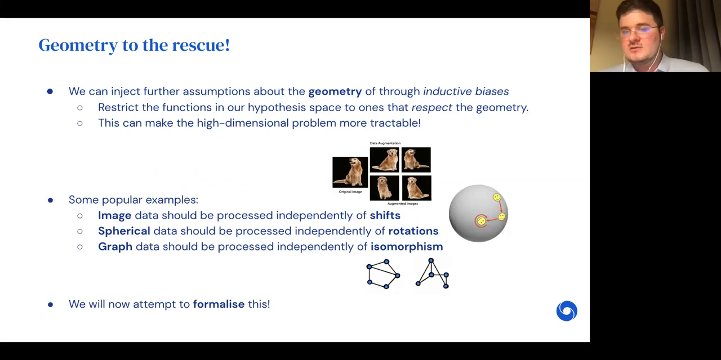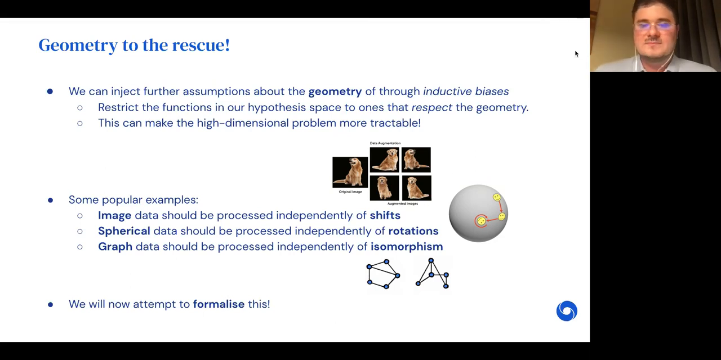Specifically, the way in which we try to fix the problem in deep learning is by injecting some additional assumptions to the class of functions that we're fitting, such that they respect the geometry of the underlying problem. And we often refer to this injected assumption as an inductive bias. Specifically, what it does is it restricts the space of functions in our hypothesis space to the ones that respect the underlying geometry. So basically, now you have a much smaller set of functions to fit, and as a result, hopefully your high-dimensional problem is no longer as cursed as it used to be.